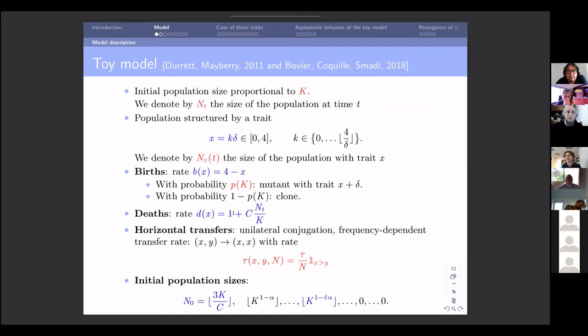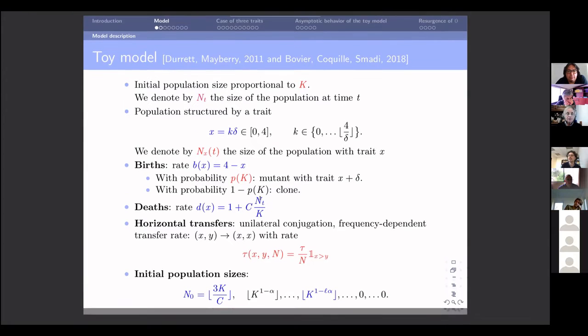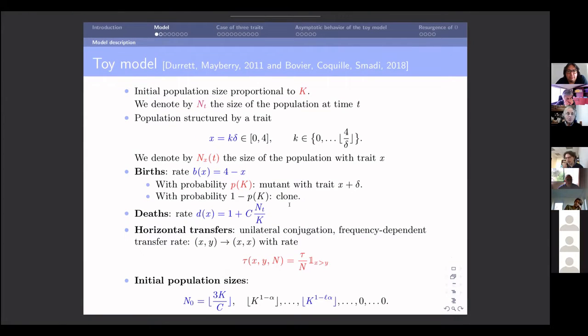So one is a common mutation, death rate for all cells. And then the more individuals you have that are in competition with you, the faster you die. So it's just C times the scaled population size, NT over K. This is density dependence in the sense that the more individuals you have in the population, the higher the density, the higher the death rate. And horizontal transfer, I already gave you the mechanism in the previous slide. So this is summarized in this way.